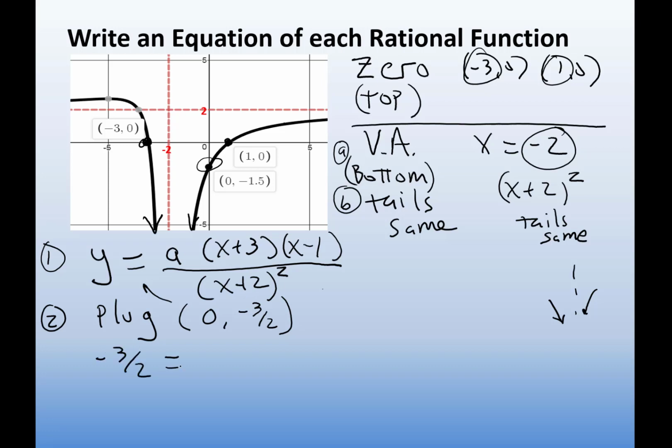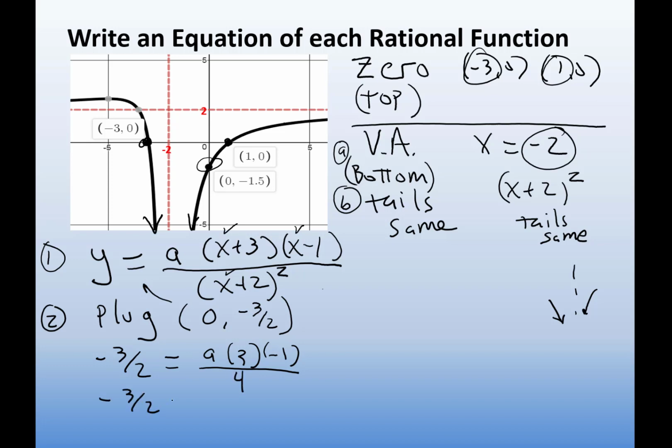So plugging in -3/2 for y. A, I don't know yet. I'm going to plug in 0 plus 3. And I'm going to plug in 0 minus 1. Now, I don't want to do all those zeros. I'm just going to do that in my head and simplify my work a little bit. So we're going to plug in 0 here. So we're going to have 3. Plug in 0 here, and we're going to have -1. And we're going to plug in 0 in the bottom. 0 plus 2 is 2 squared, which is 4.